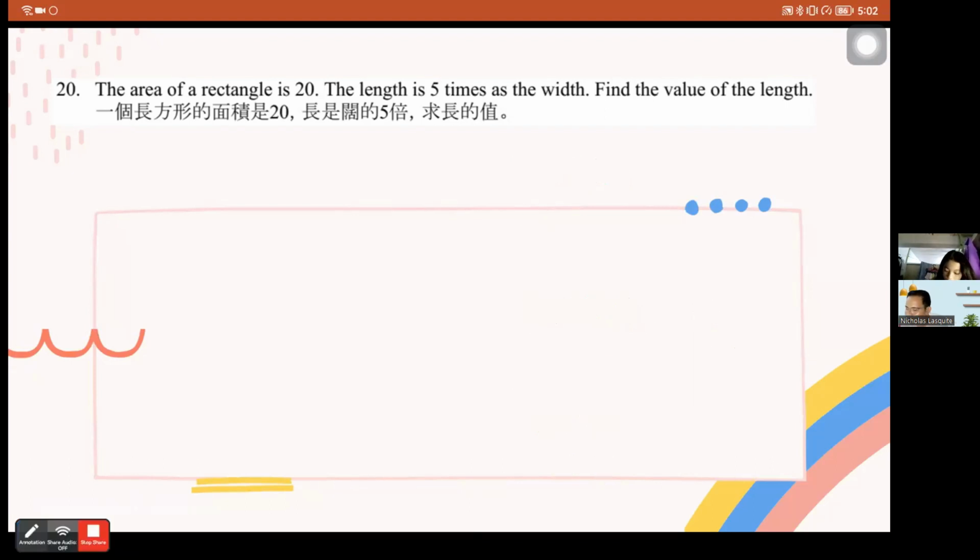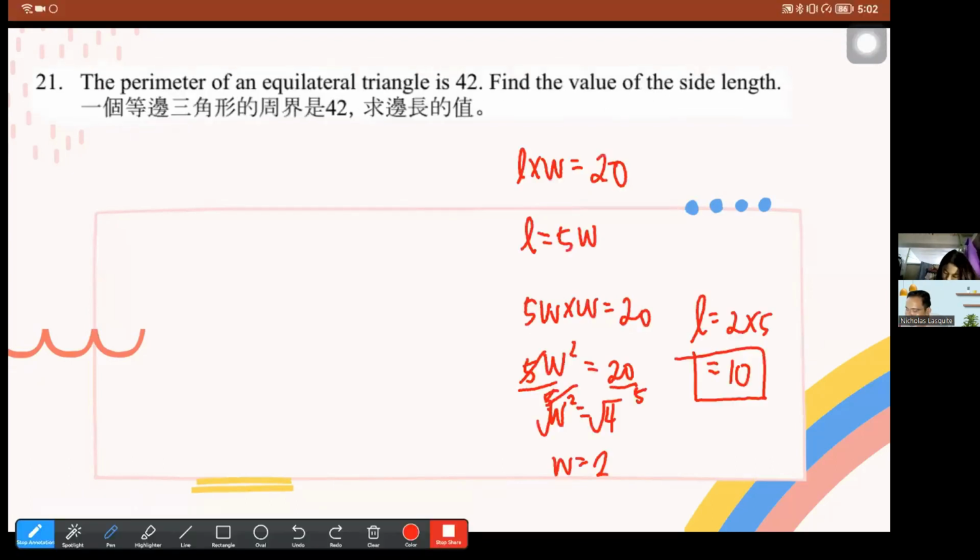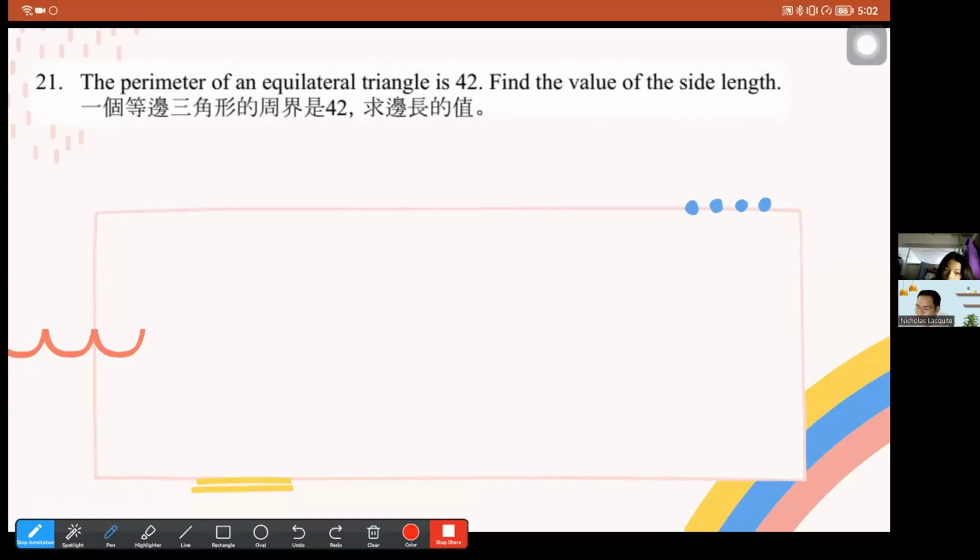Okay, let's continue. Let's have number 21. The perimeter of an equilateral triangle is 42. Find the value of its side length.